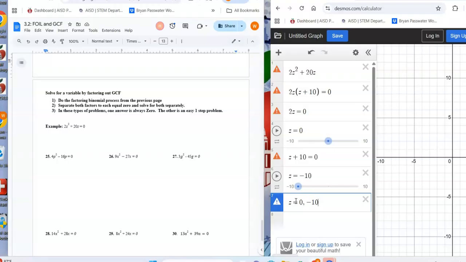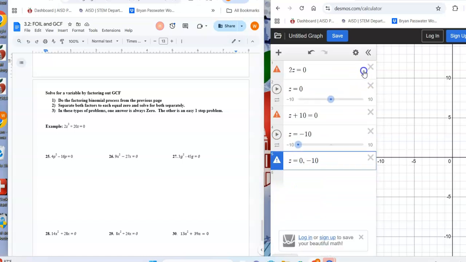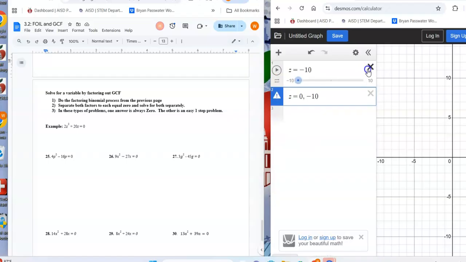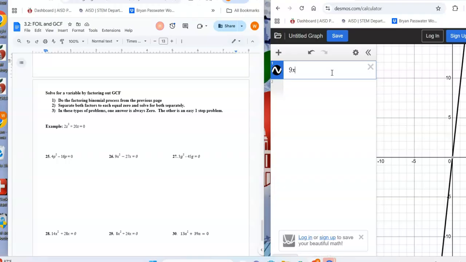All right, I'm going to do one more. I'm going to do 26. All right, for 26, what's the greatest common factor of 9 and 27? It is 9. The greatest common factor of x squared and x is x. 9x squared divided by 9x is x. 27x divided by 9x is 3.